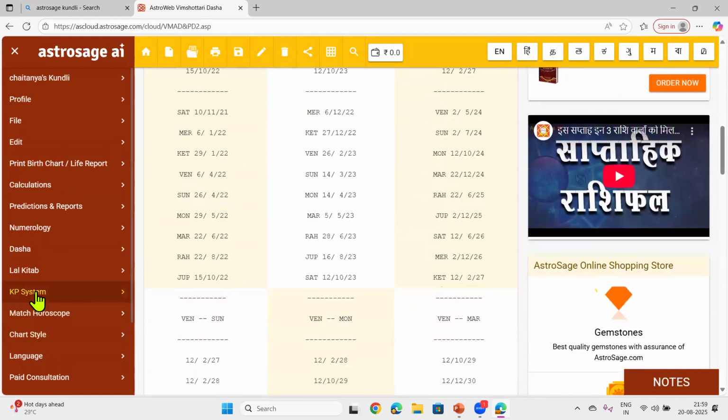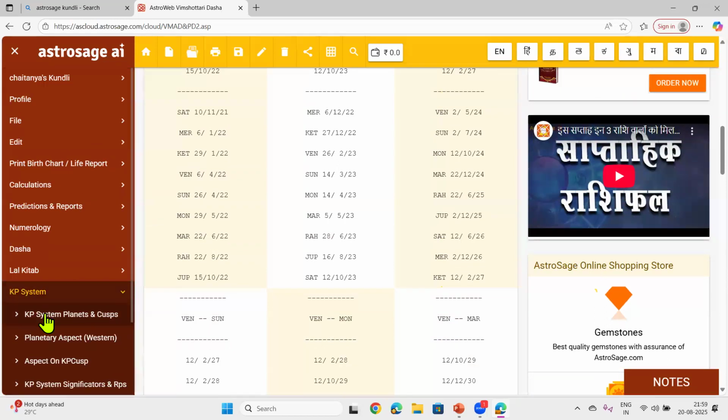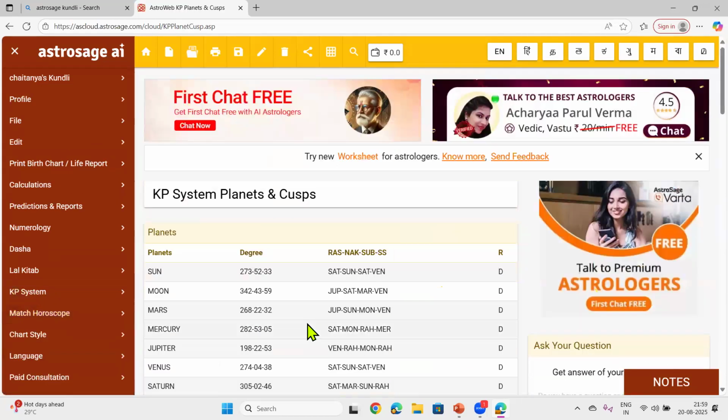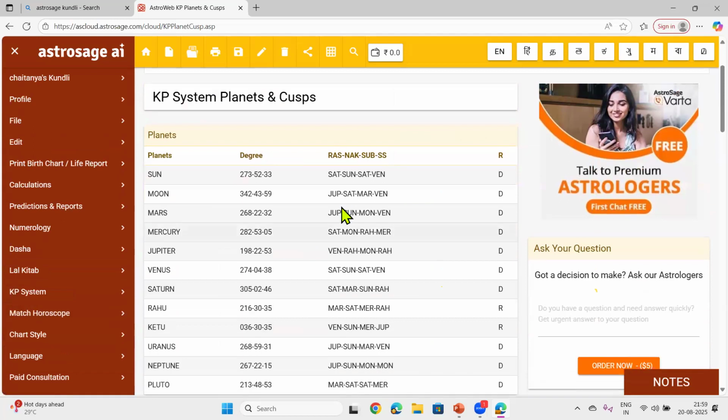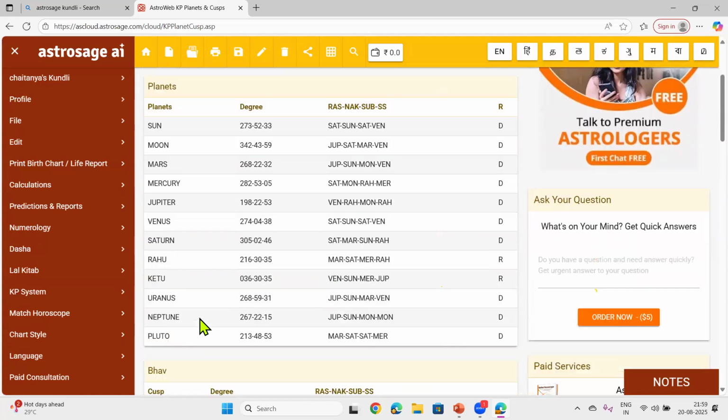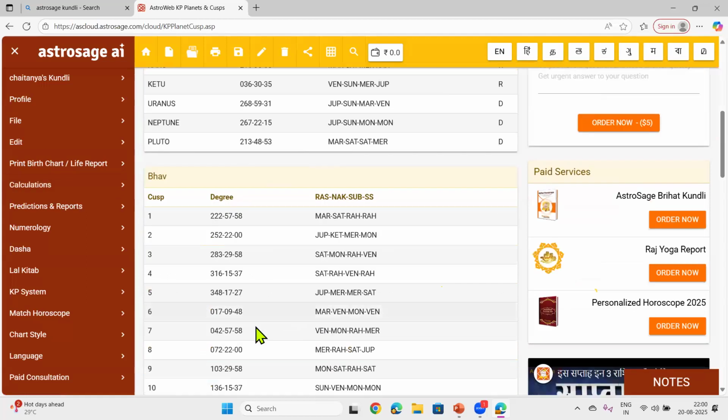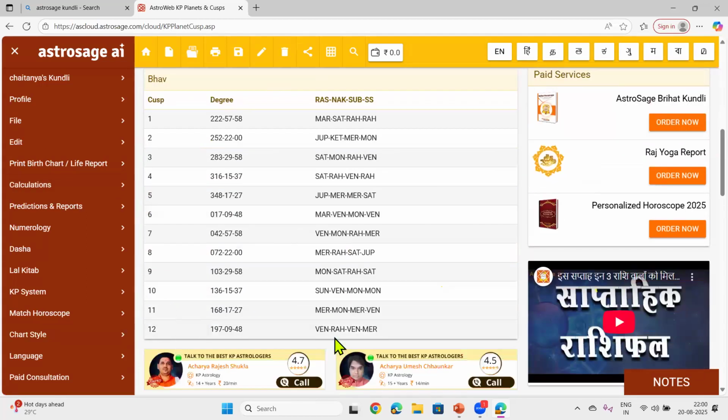So let's check. Go to KP system, planet and cusp, and find out. Moon is related to Jupiter, and also Mars and Saturn are there. Mars, Jupiter sublord also moon, sir. Then Venus is also there. So again, you have to find out, and accordingly you have to finally check how they are connected. So now there must be a direct connection between these houses with respect to moon. Which are the houses? 10th and 11th.